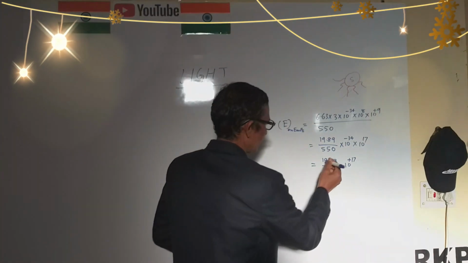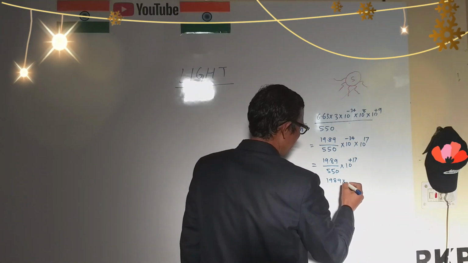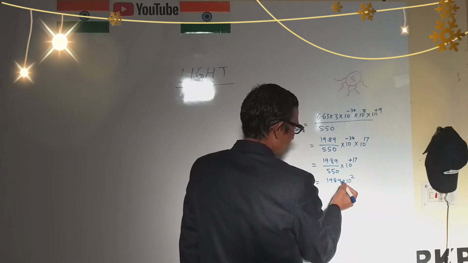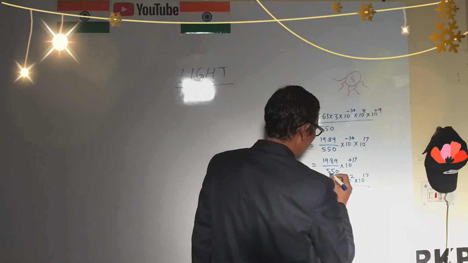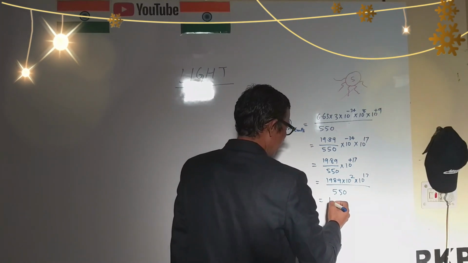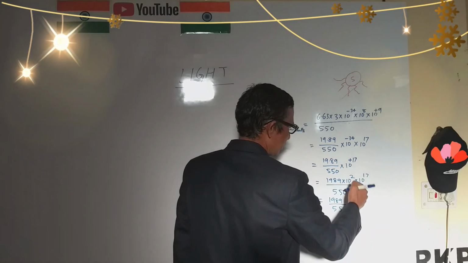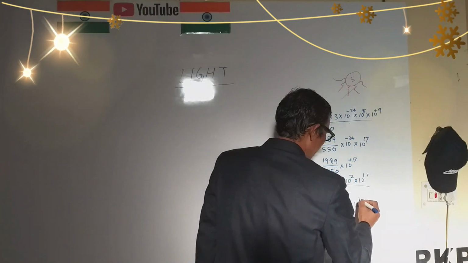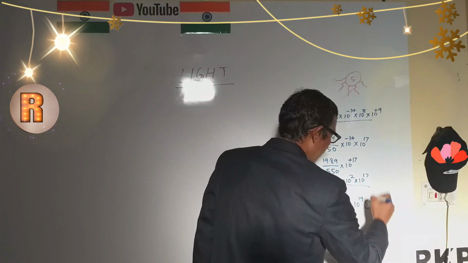And here it is like this: 1989 into 10 to the power 2. Your point is put here, and that is 10 to the power 17, and that is 550. Now we get 1989 and 550, and we add 2 plus 17, that is 19. Okay, the energy is measured in joule.